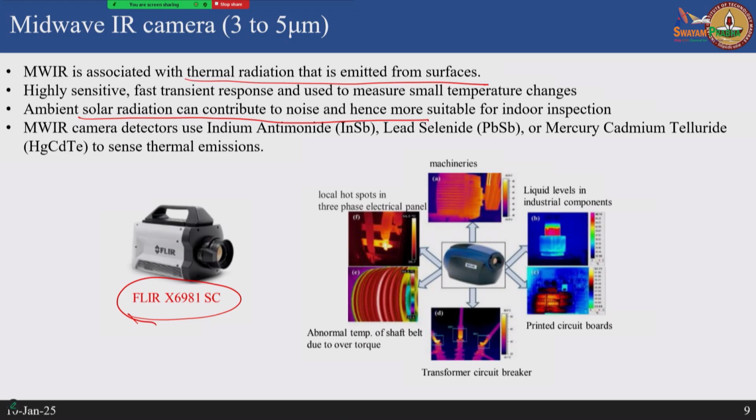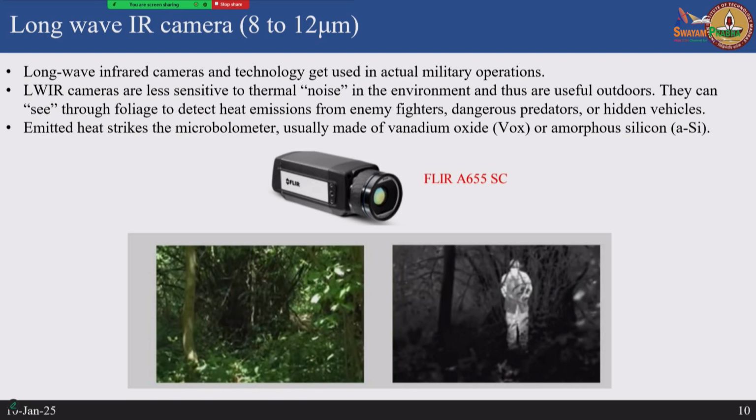Again, MWIR camera detectors also use certain semiconductor devices like indium antimonide, lead selenide and telluride. These are some of the common detectors that people incorporate in this mid-wave IR sensor.